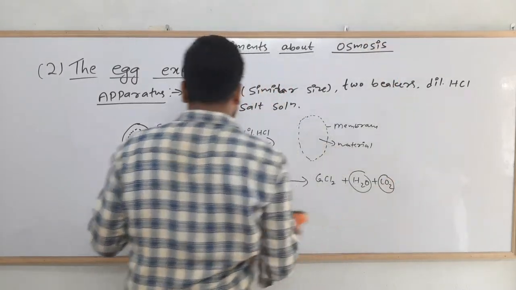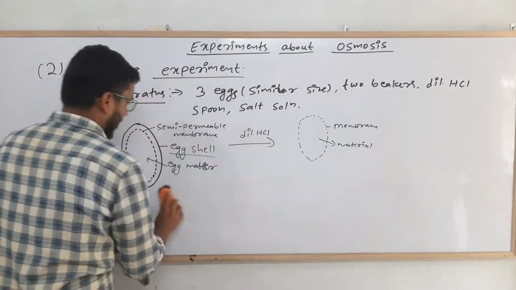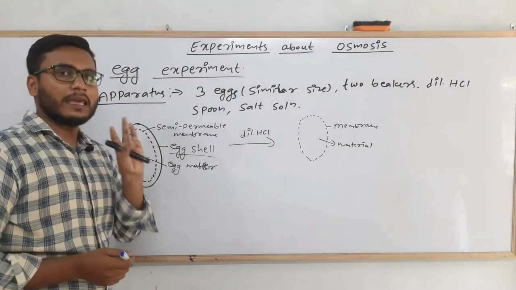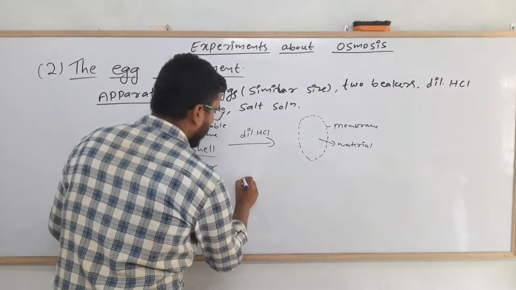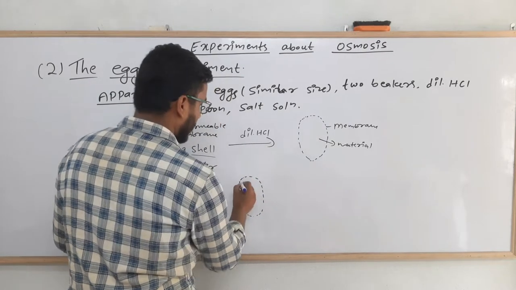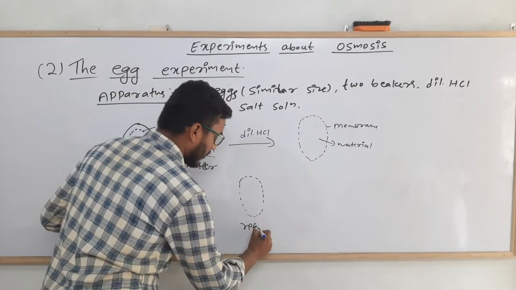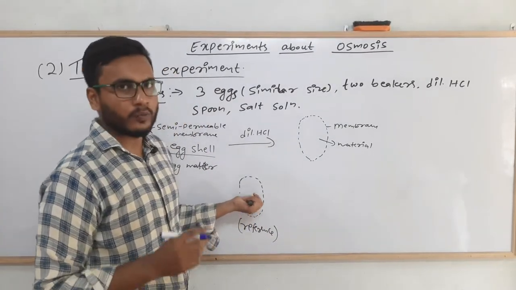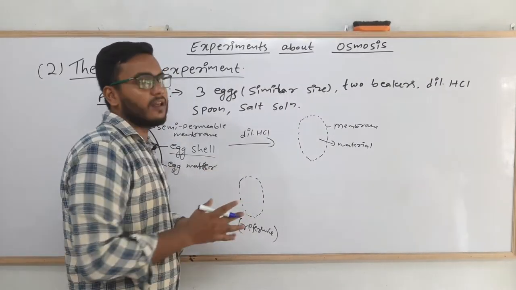Now for that, let me erase this portion. Okay, this is a simple reaction that is taught at school level as well. Now we need to take 3 such eggs. We need to remove the shell of all 3 eggs, and after that we need to put one of the eggs in the middle for our reference. We will compare the size of the other eggs with respect to this. We won't do anything to this egg, okay? We just have to keep this egg aside.